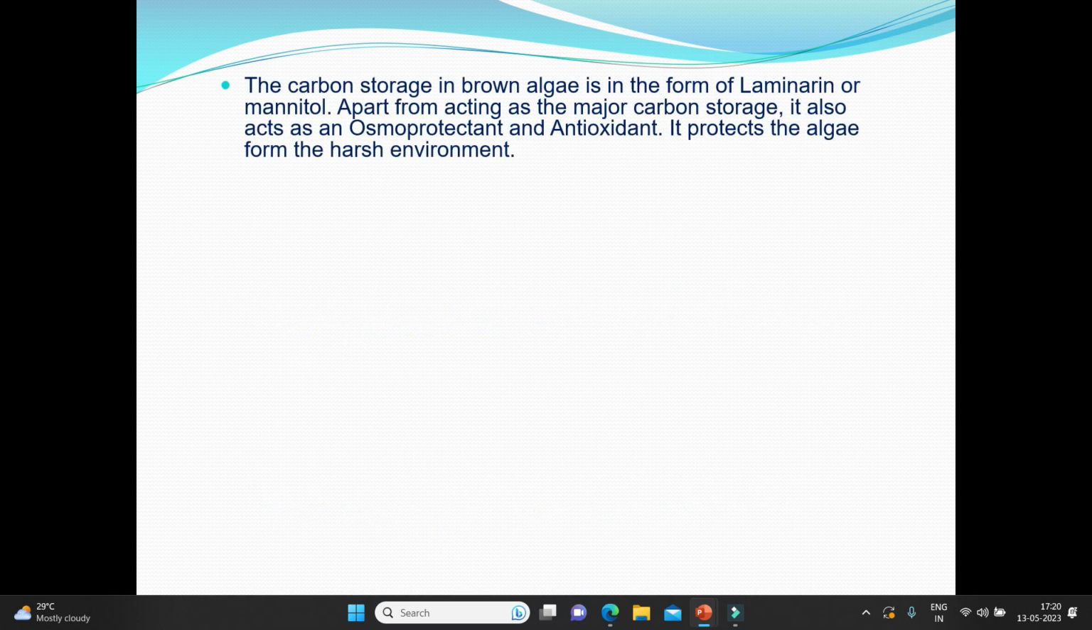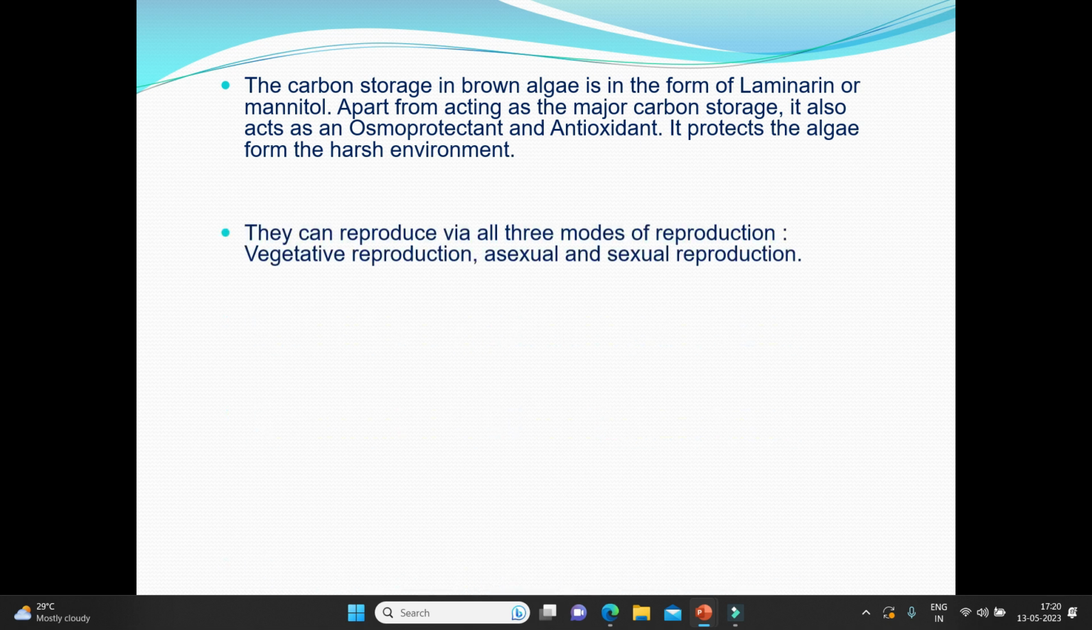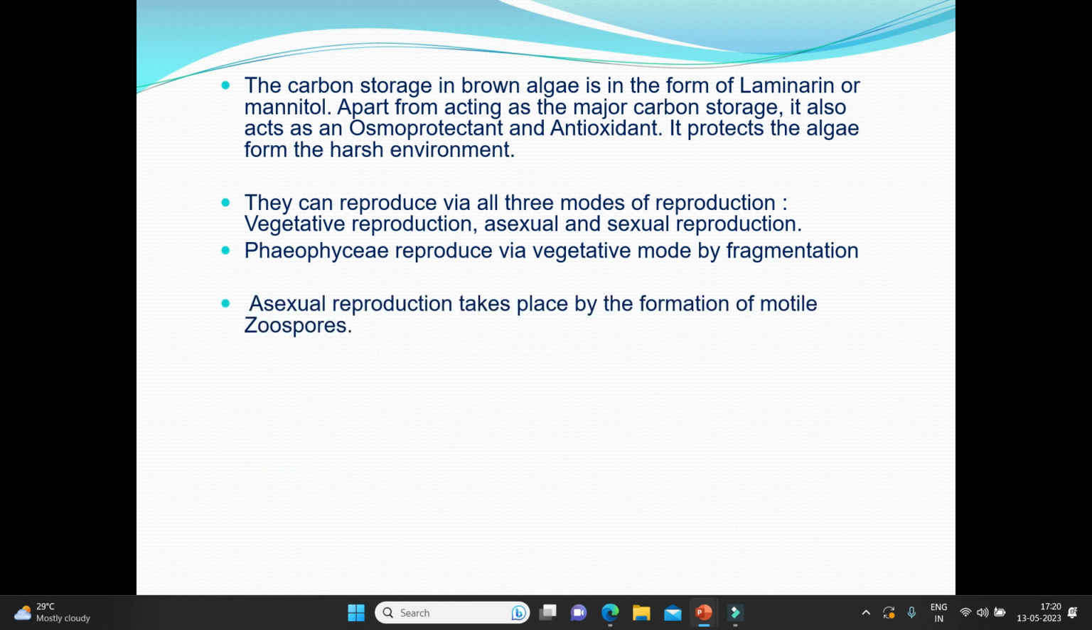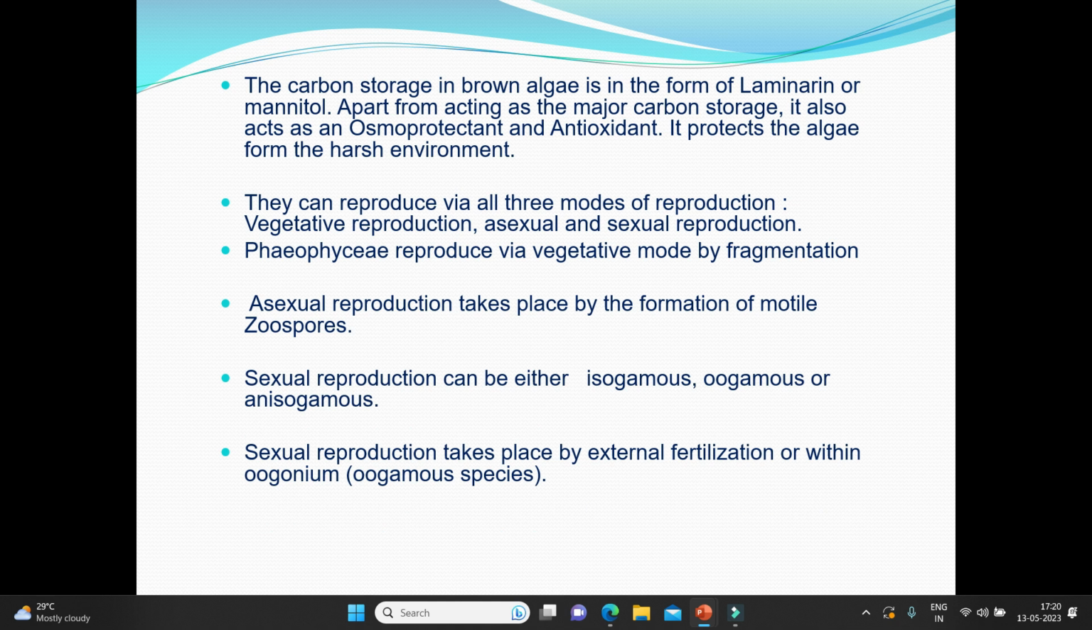So next, the carbon storage in the brown algae is in the form of laminarin. Laminarin is the storage glucan found in brown algae, and mannitol is also a storage product. Apart from acting as a major carbon storage, it also acts as an osmoprotectant, meaning a solute which protects the cell under extreme osmotic stress by balancing the osmotic pressure.